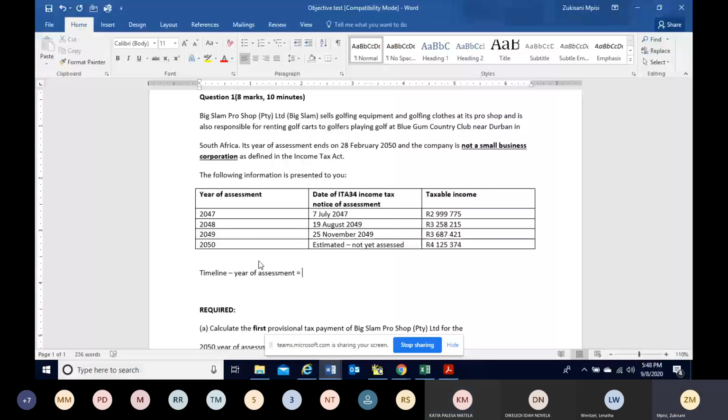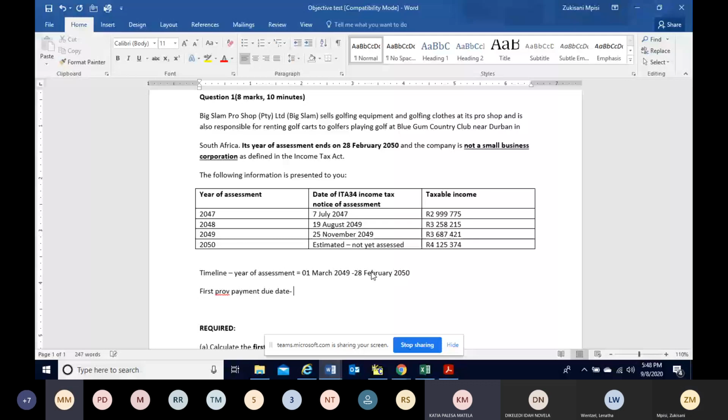Let me stop you right there. So the first thing that we did is to look at the year of assessment. So the year of assessment would be 1 March 2049. Because you have been told here that the year of assessment ends on 28 February 2050, which means that the year of assessment starts on the 1st of March 2049 up until the 28th of February 2050. So the first provisional payment due date would be? As I said, it was 30 September 2049.